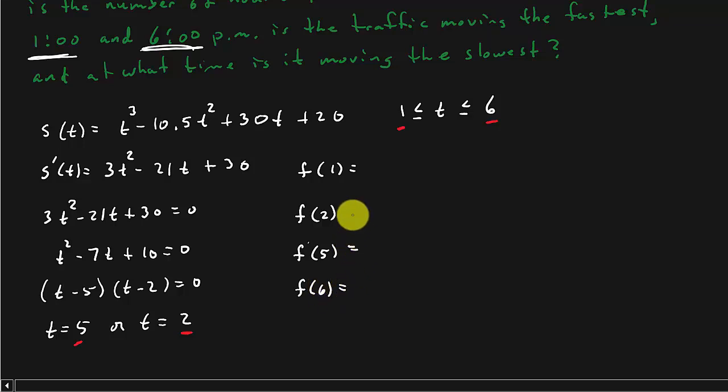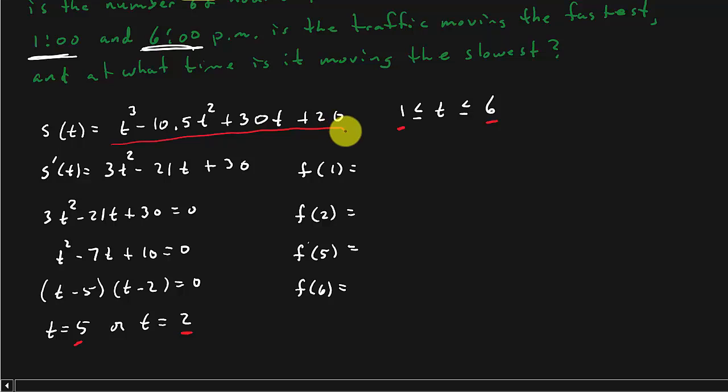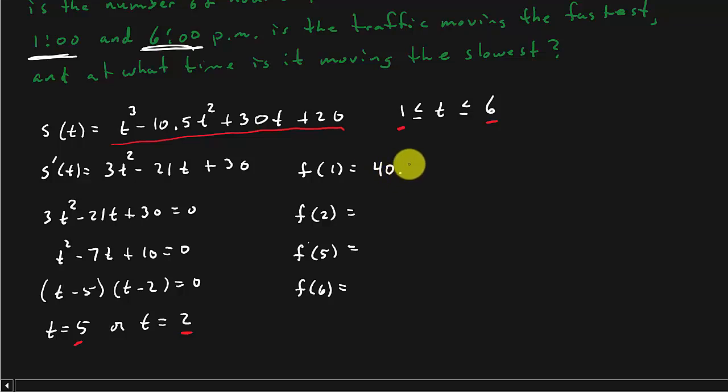Now I'm not going to write all this out, but I'm taking each one of these values and plugging them into this original function here. And when you do that, you get 40.5, you get 46, you get 32.5, and you get 38.